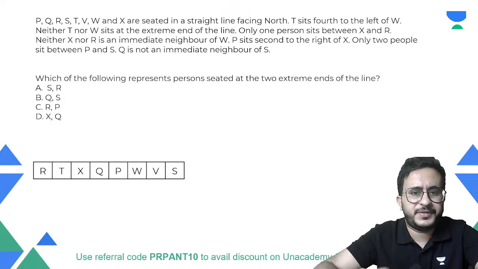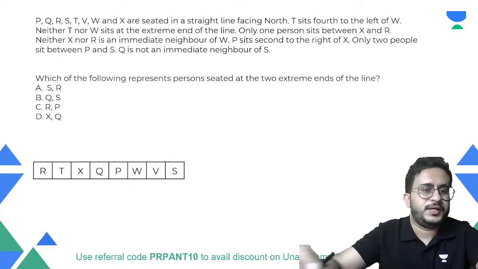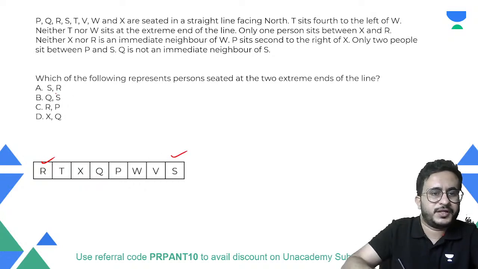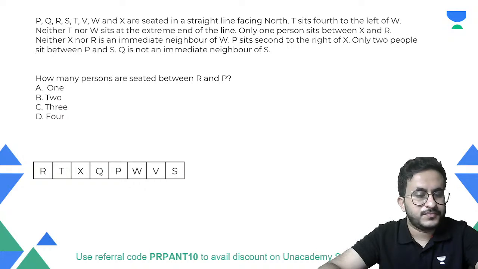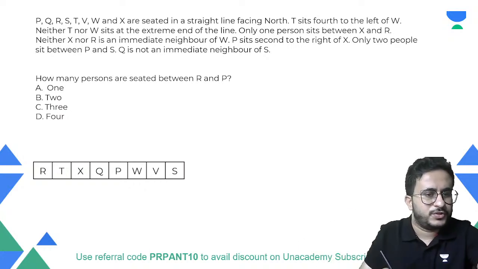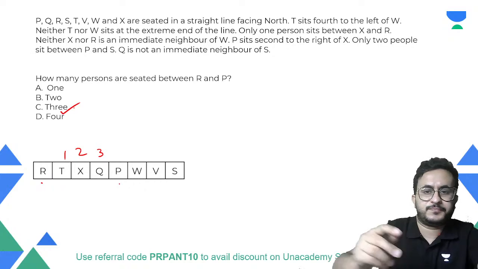Which of the following represents the persons seated at the two extreme ends of the line? At the extreme ends of the line we have R and S. That is option A. How many persons are seated between R and P? So R is this and P is this. So 1, 2, 3 persons in between.